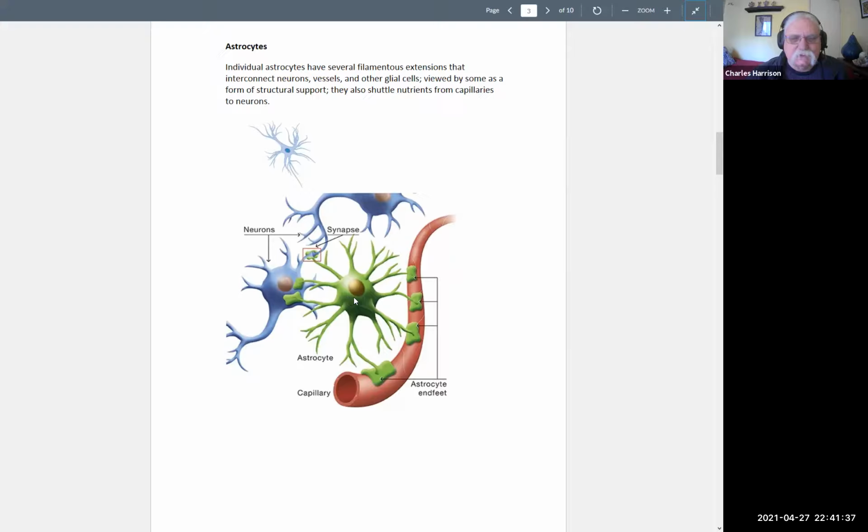Here the astrocyte is in, I'm going to call it a gold color, okay? And it's attaching to neurons and also to vessels. Okay, this is a capillary. It's the cement in the brain, the astrocyte.